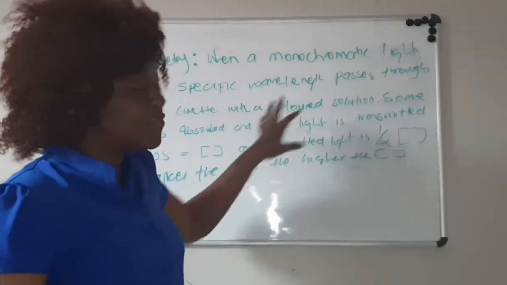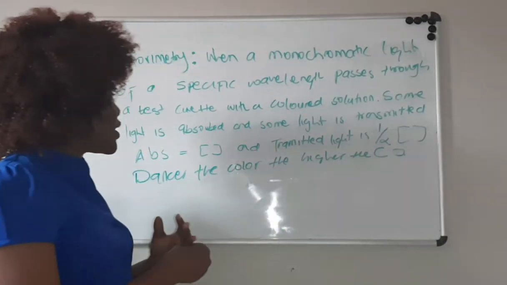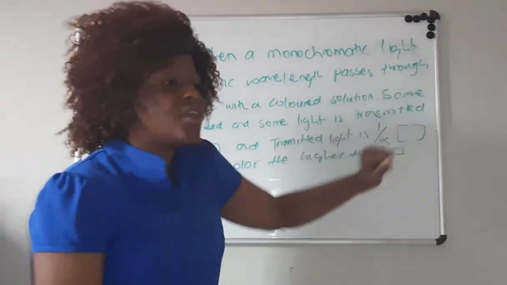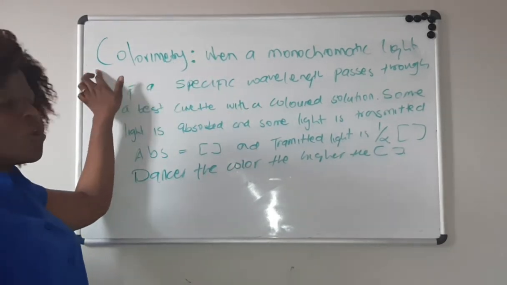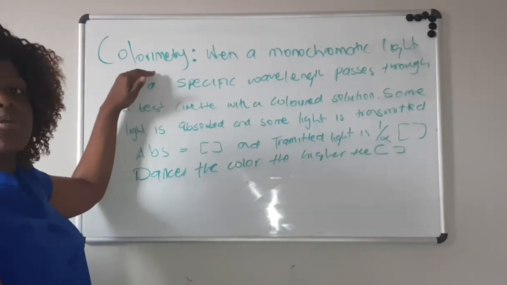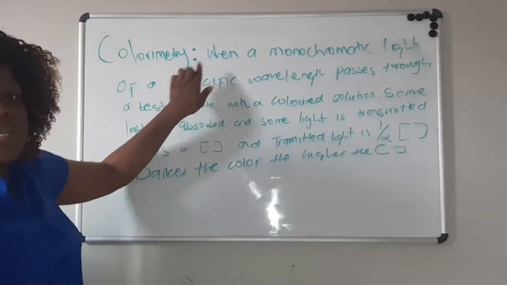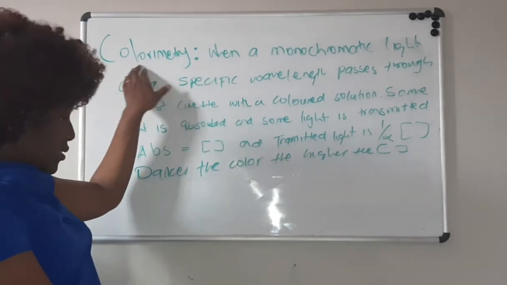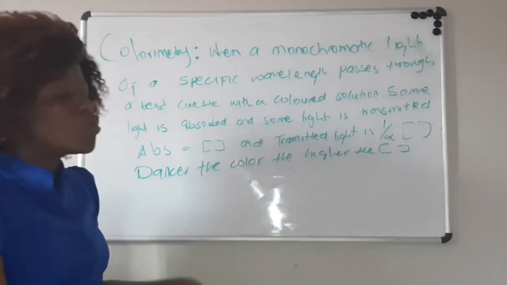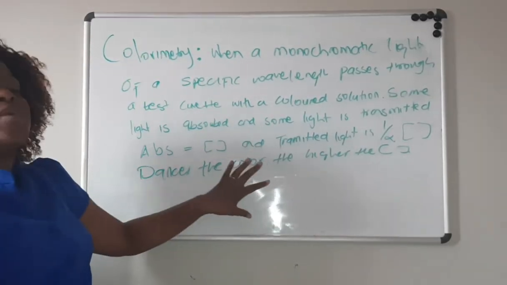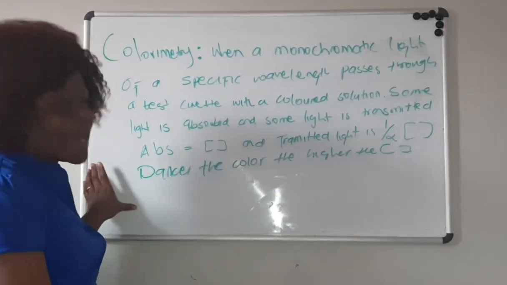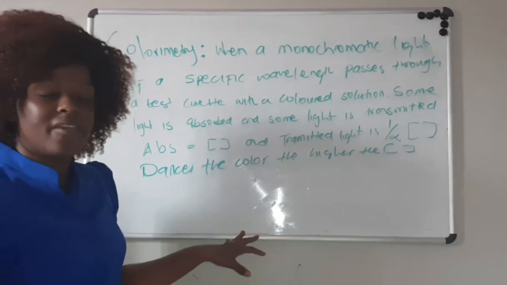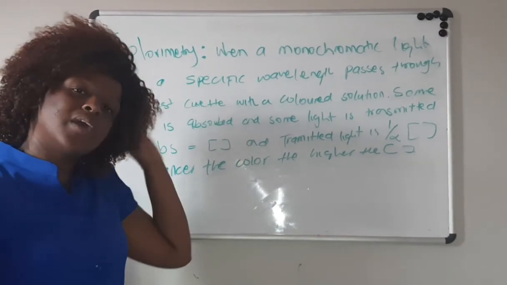If you look at the definition, the only thing that is different here is to make sure that you always include that the test cuvette must contain a colored solution, because from the word, it says colorimetry. If you dissect the word, color means color, and metry means measurement. So we are measuring the amount of light that will be absorbed by a specific color. And then from there, we can use the Beer's law equation or the calibration curve to get the concentration of the sample.